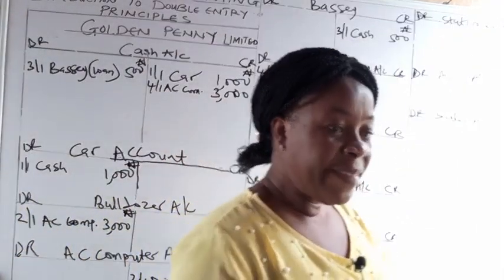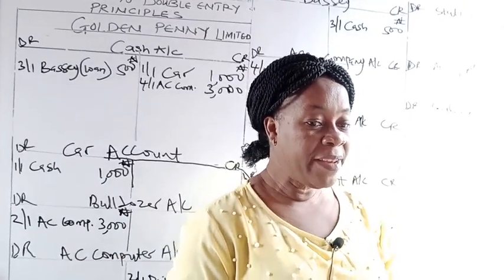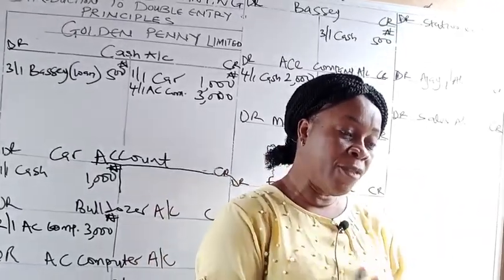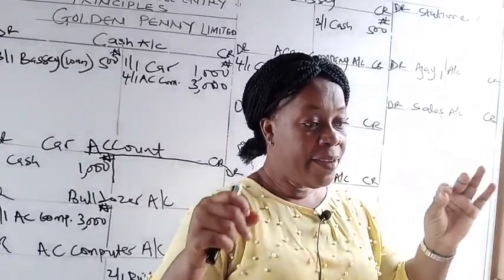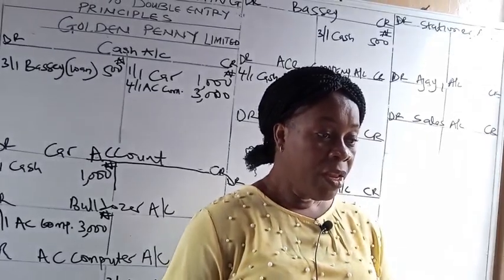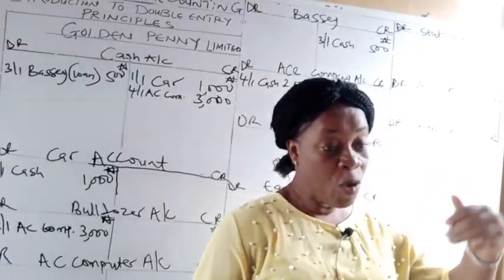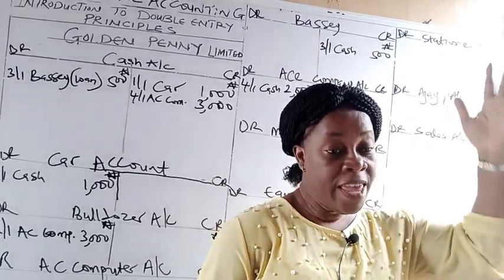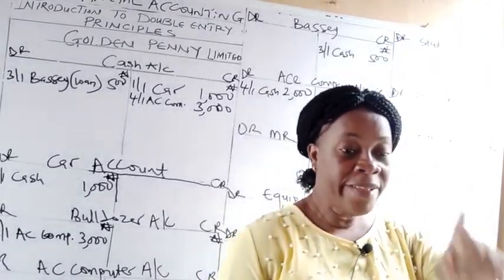January 5, Mr. David pays by cash 1,500 naira. Now, the asset, the collectible debt from Mr. David, when he paid, reduced, meaning Mr. David was a debtor, and because he was a debtor, the collectible debt, meaning assets that was to be collected from him, dropped when he paid, and the cash that was collected increased. So for this transaction, we shall credit Mr. David and debit cash account.